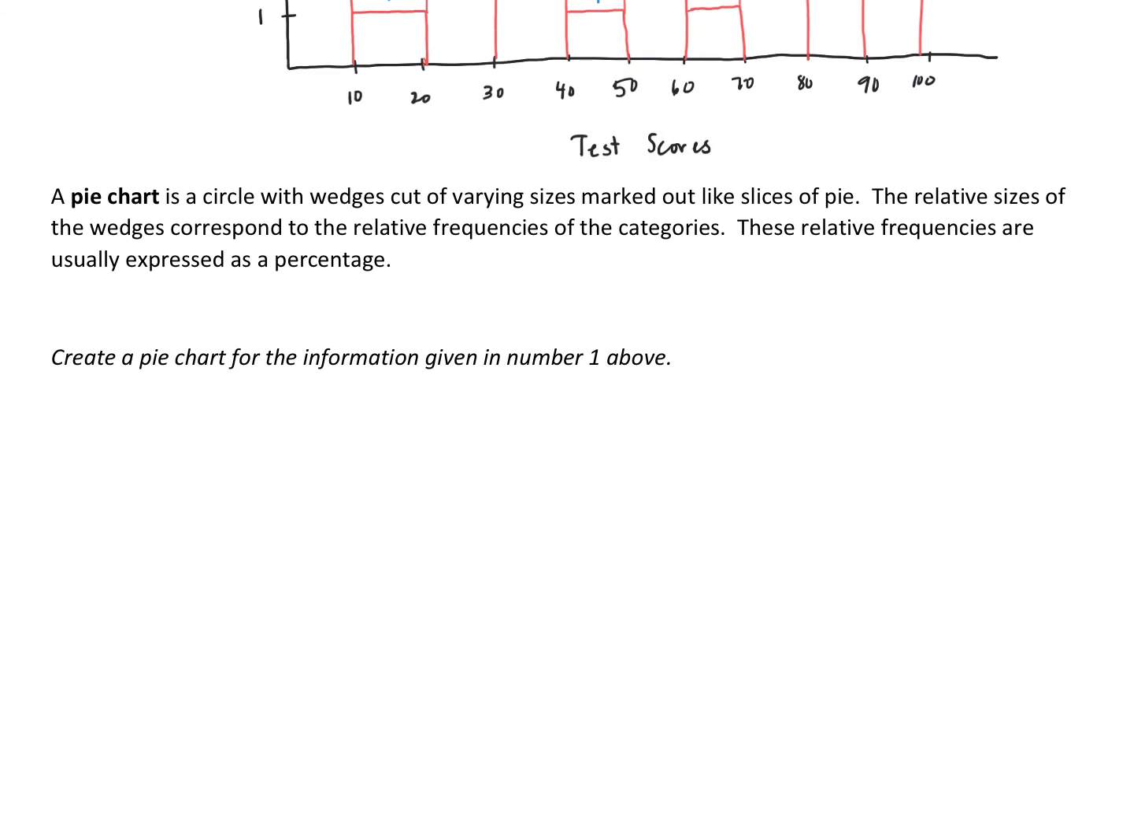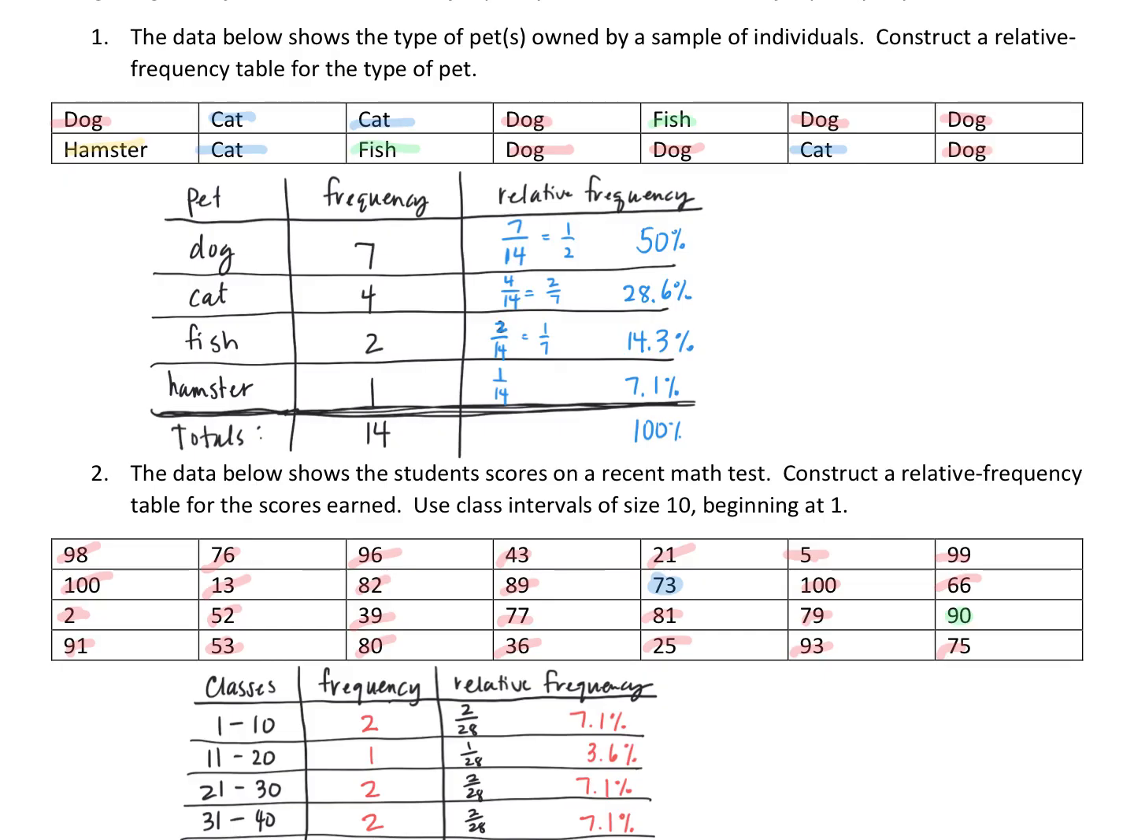Okay, last, a pie chart is a circle with wedges cut out of varying sizes, marked out like slices of pie. The relative sizes of the wedges correspond to the relative frequencies. So your slices of pie correspond to the relative frequencies of the categories. They're usually expressed as a percentage. As a reminder, here is number 1. It's the pet example. We're going to use these relative frequencies to create a pie chart.